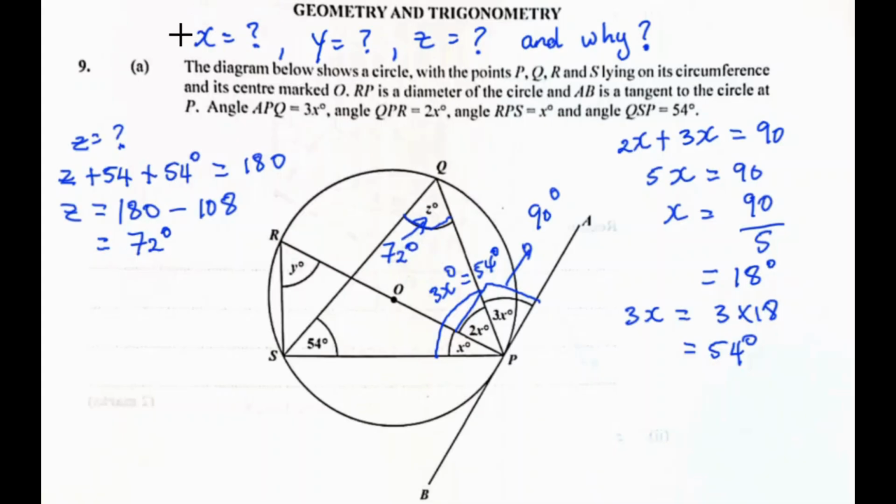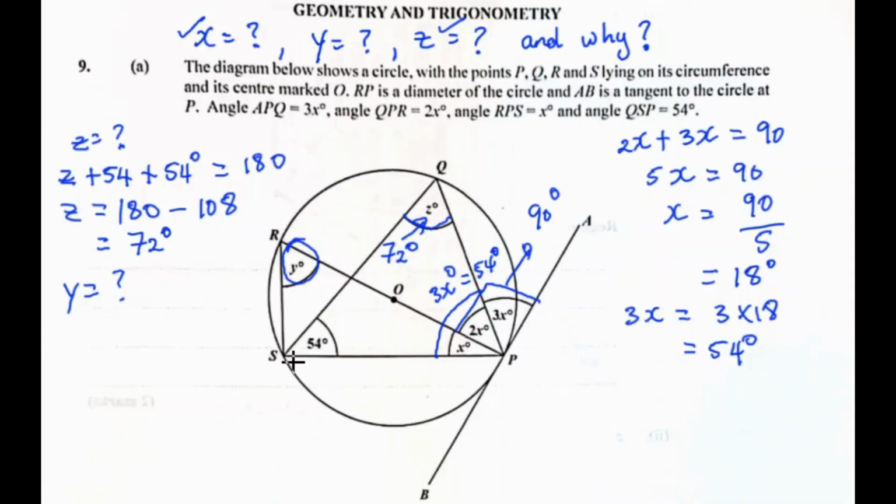So this angle here is therefore equal to 72 degrees. We have done angle X, and we know that is 18 degrees. We have done angle Z, and we know that is 72 degrees. So let's now look at angle Y. We're trying to figure out this one, which is right here, right? So this is angle Y. What reasoning can we use to solve this problem?